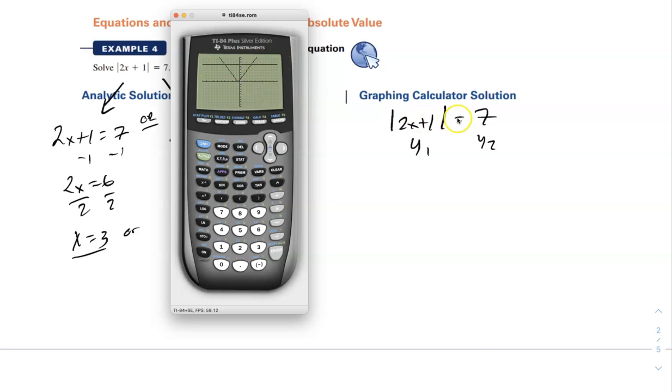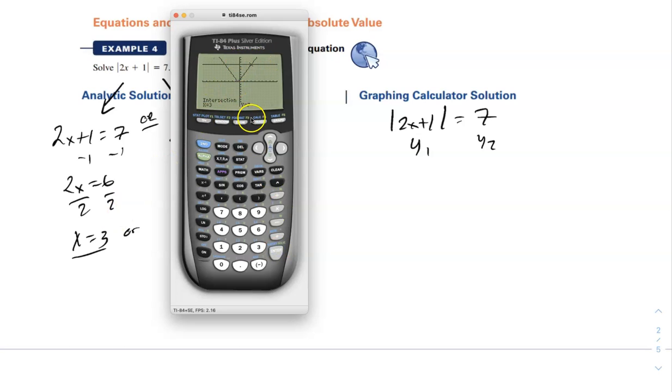That's where 7 is. Remember, the way you find the intersections, you go to second, calculate, intersect. You just want to get close to. So right now I'm at around 0, so I just want to get close to these 2 intersections. Hit enter a couple times. And we get 3, like we got there.